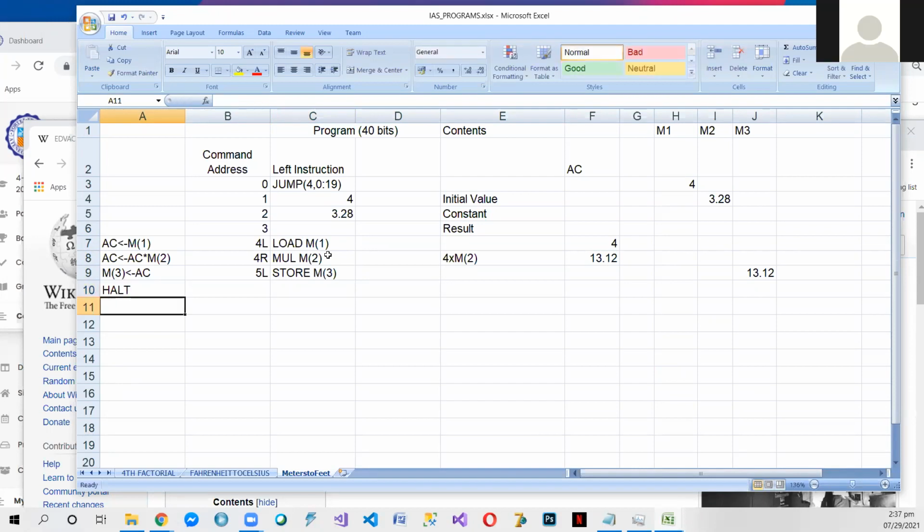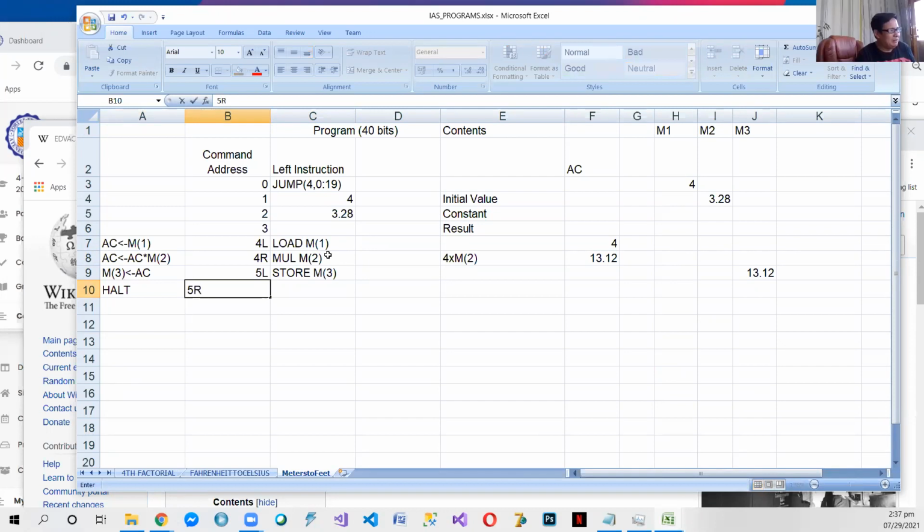Ay sir, may question ako sir. Yes. Asan ang print dyan? May print tayo na wala tayong option. Print. There's no print in the instruction set. That's the problem, no? That's one of the problems.